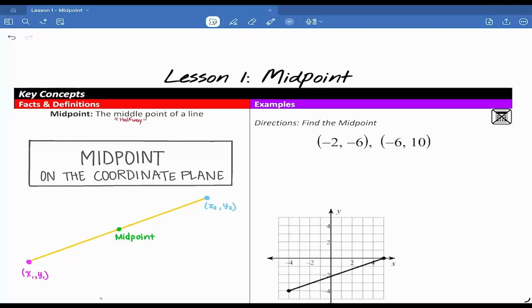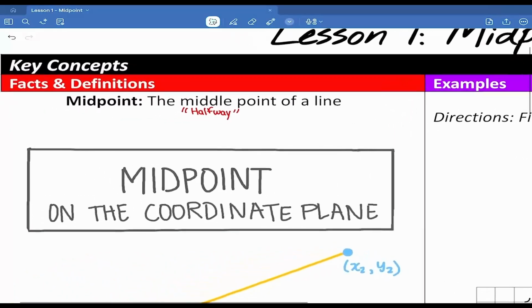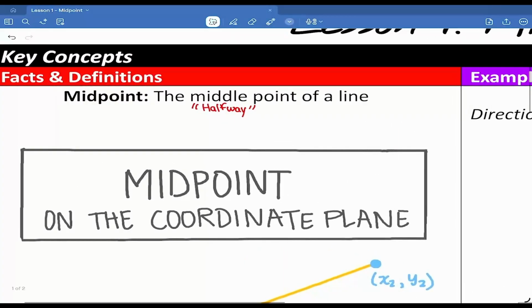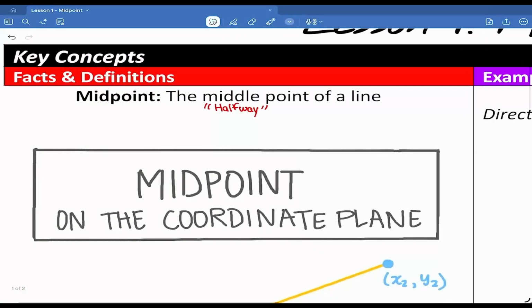Alright class, in today's lesson we're going to be looking at how we can use midpoint. But before we go into our examples, let's look at some facts and definitions. And the first one that we have is the actual definition for midpoint. Midpoint is the middle point of a line, or you can say the halfway point of a line.